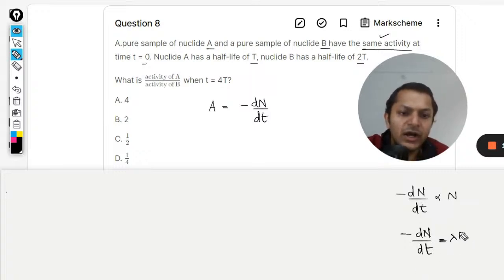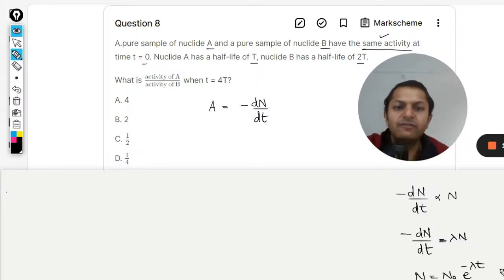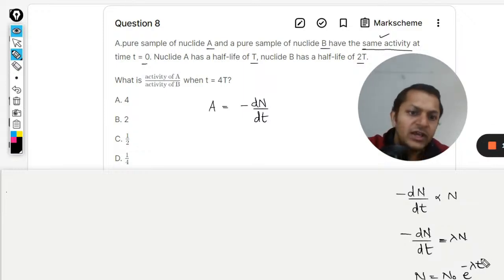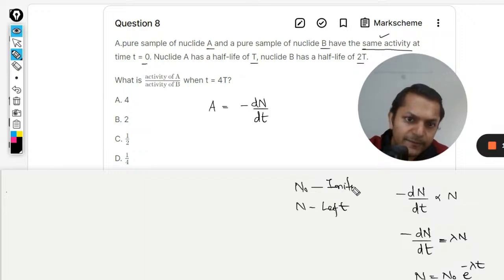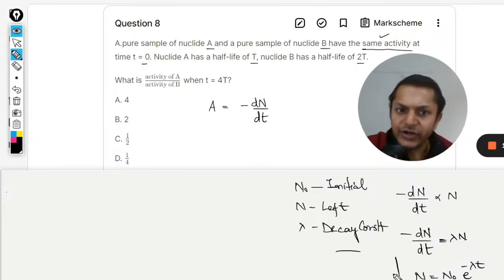And accordingly, when we integrated it, we got N is equal to N naught e raised to the power negative lambda t, and we called it the radioactive decay law, where lambda is the decay constant, N naught is the initial number, and N is the number of nuclei left. This is a bit of theory that I'm giving here for radioactivity.